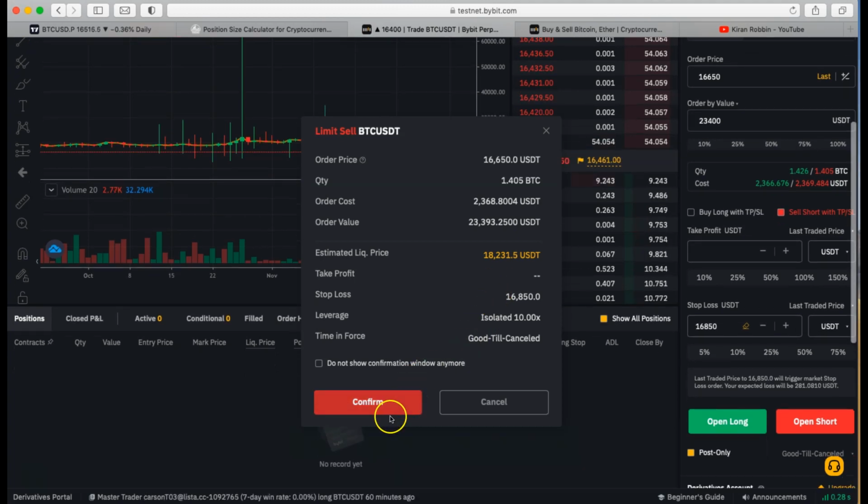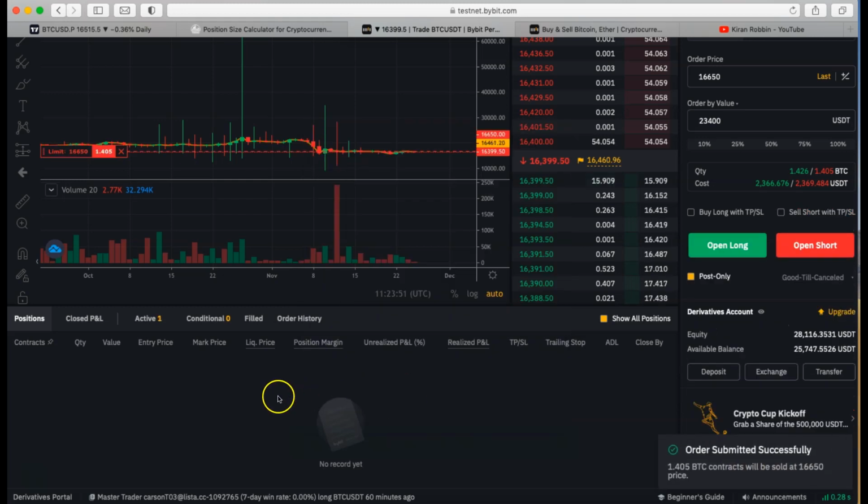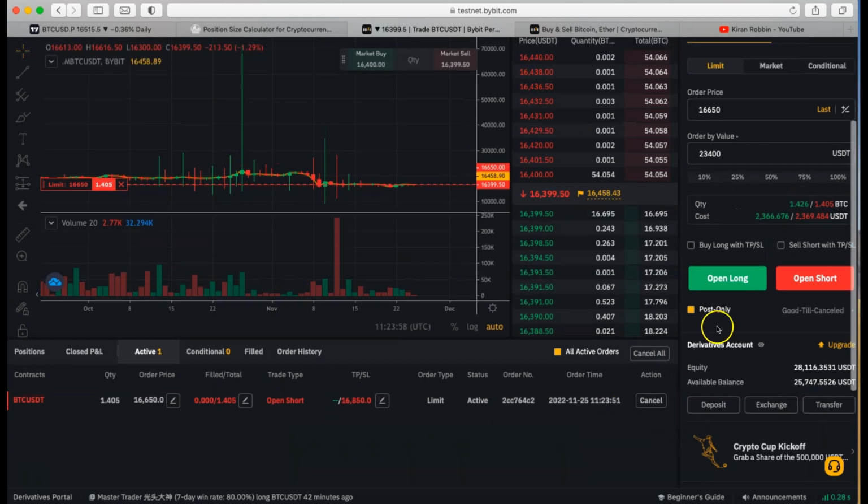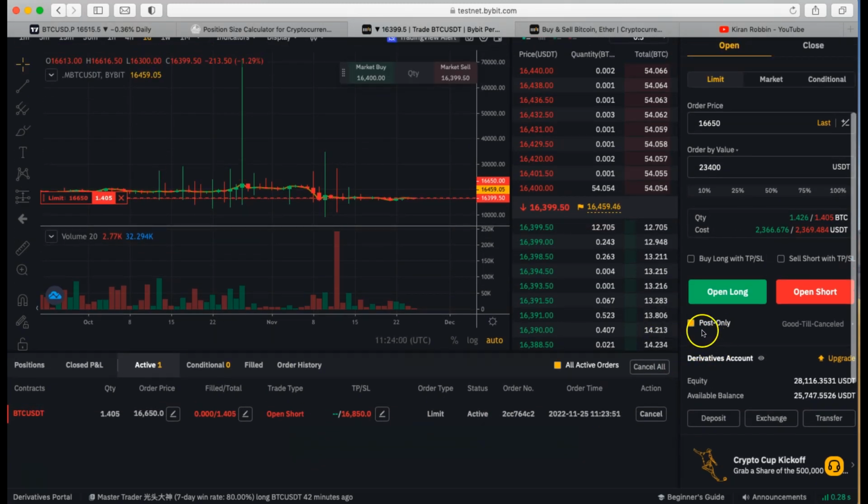And you just click that, you press confirm, and that's it. And it goes to the active section here. As you can see, it shows the trade here. Another thing is, before the trades, I always put post only, and that actually saves money as well.